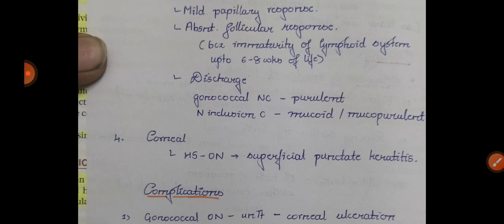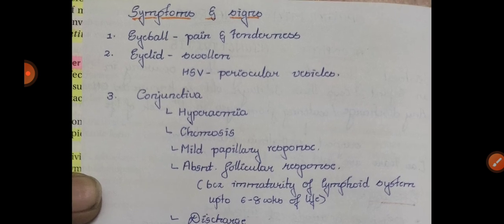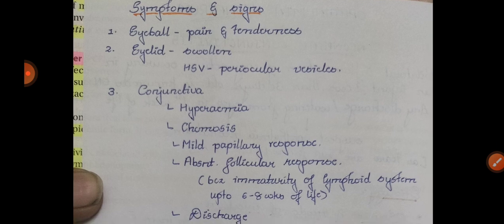Now coming to the signs and symptoms of ophthalmia neonatorum. In the children, there is eyeball pain and tenderness. As the infant cannot tell us there is pain and tenderness, these are not directly seen, but the eyeball pain and tenderness is present. The eyelids are swollen, and in herpes simplex virus, periocular vesicles are seen.